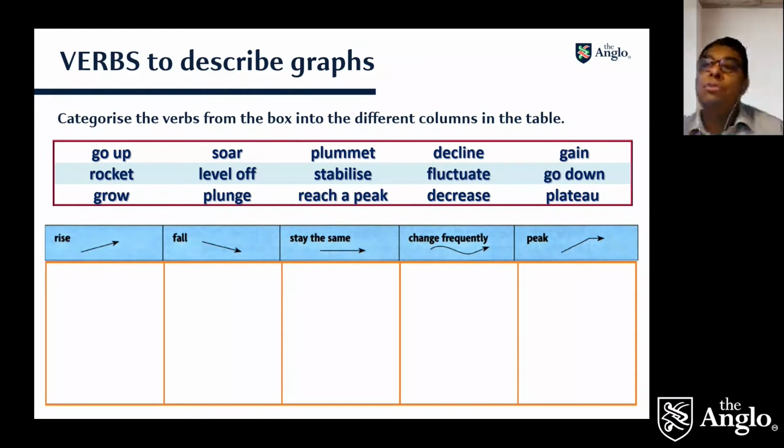So basically, which verbs represent a positive tendency, let's say that it means going up, and which verbs have a negative tendency, which is falling, and which ones imply that the numbers, the statistics, stay the same, basically no variation, which ones imply changing frequently, and which one refers to a peak, okay? So think about it, and in a moment I will ask you to help me with these ones, okay? So read the verbs, try to categorize them in a particular column, and in a moment we will check together, okay?